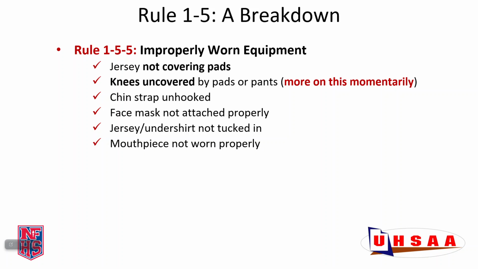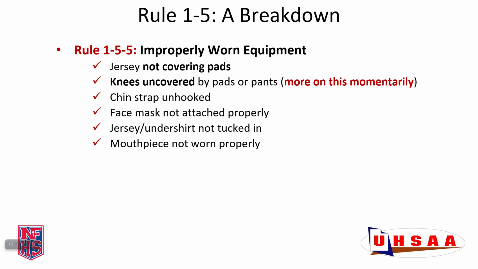Knees uncovered by pads or pants, and we will have more on this subject momentarily, but we need to have players trying to cover their knees. The chin strap that's unhooked, the face mask not attached properly, the jersey or shirt not tucked in. This item is important because it's imperative that the umpire be able to verify visually quickly that players have their hip pads and tailbone pads in proper place and functioning as intended.